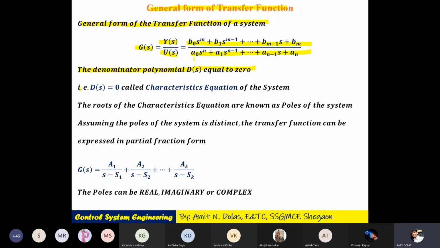We get the poles from the denominator of the system, you know that. Assuming the poles of the system are distinct, the transfer function can be expressed in partial fraction form. If the poles of the system are distinct, then we write it in partial fraction form like a1 upon s minus s1 plus a2 upon s minus s2 plus ak upon s minus sk. We already did this in numericals in the first unit. The poles can be real, imaginary or complex, that you also know.